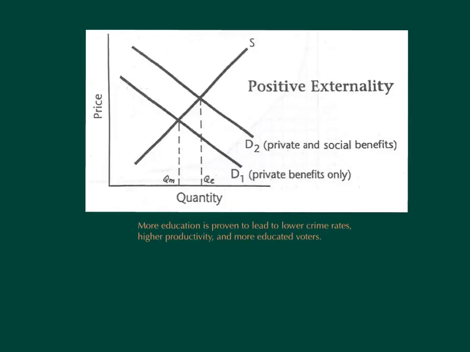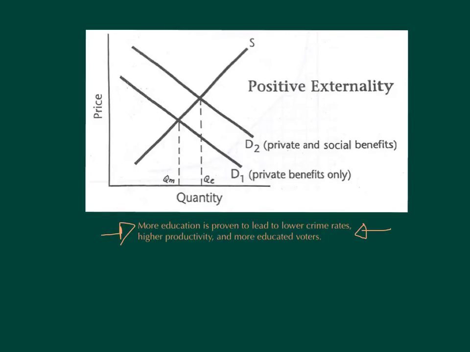All right, let's talk about positive externalities. Remember, positive externalities are ones that there is a benefit received by a third party who had nothing to do with the production of a good or a service. So let's take education. Education benefits the recipient, the person receiving the education, and it also benefits the person providing the education, such as the teacher, but it also benefits a lot of bystanders or third parties who don't have anything to do with that. Education has been proven. More education is proven to lead to lower crime rates, higher productivity, and more educated voters, which benefits everybody, even those not considered in the education field, whether they're the recipient or the provider.